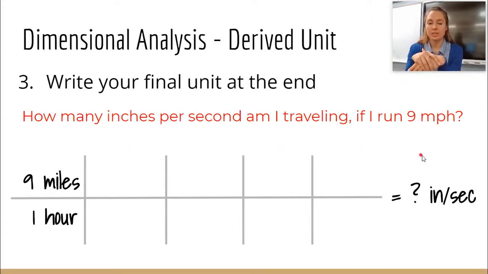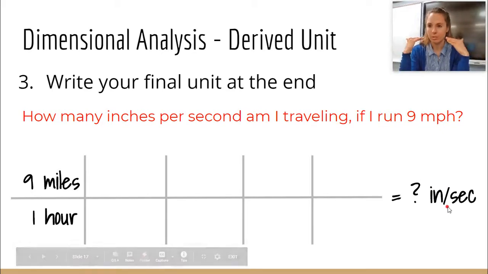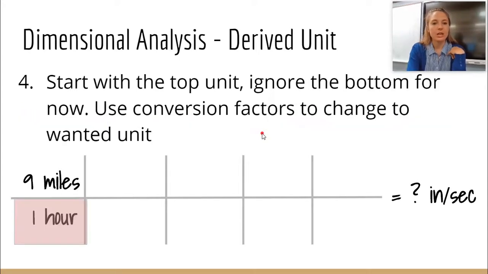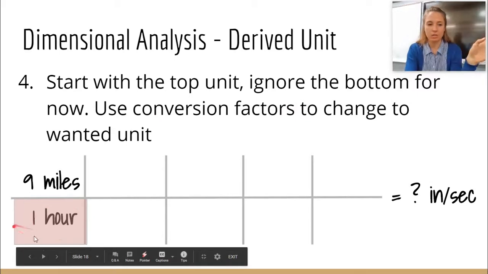Then the next step is that you are going to write your final unit at the end, just like I did for the single unit conversions. It's a great practice to get into. I know that I'm going to inches per second, so I wrote that at the end. It's my way of remembering what I need to go to instead of having to find it in the problem.